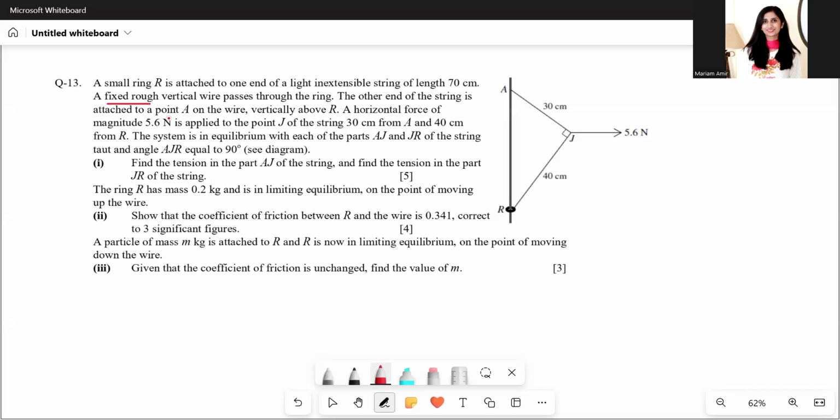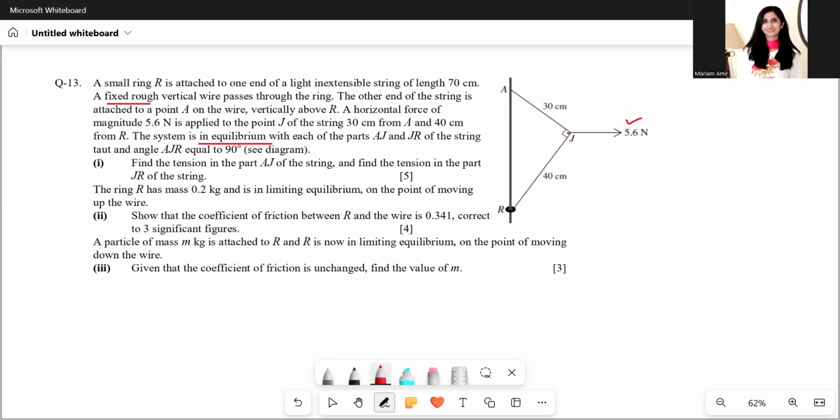A horizontal force of 5.6 Newton is applied to the point J on the string 30 centimeters from A and 40 centimeters from R. The system is in equilibrium. That means up force equals down forces, right forces equals left forces, with both parts JR and AJ of the string taut and the angle AJR equals theta. Find the tension in part AJ of the string and the tension in part JR of the string.